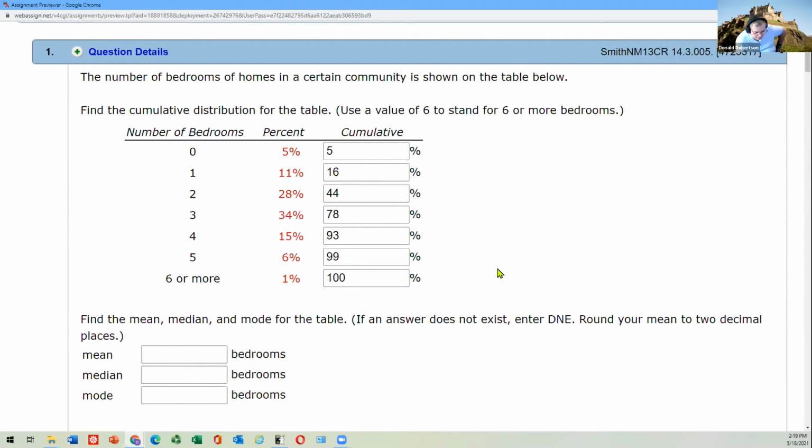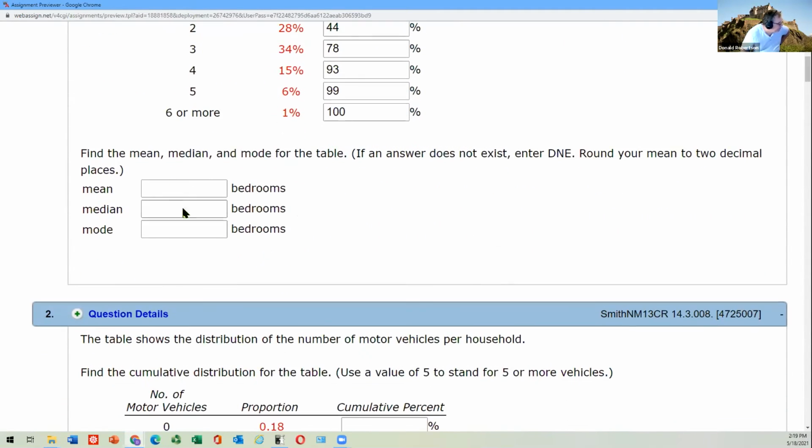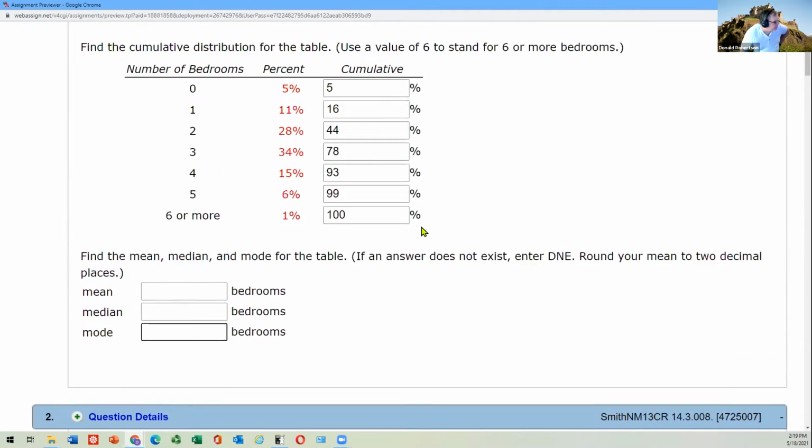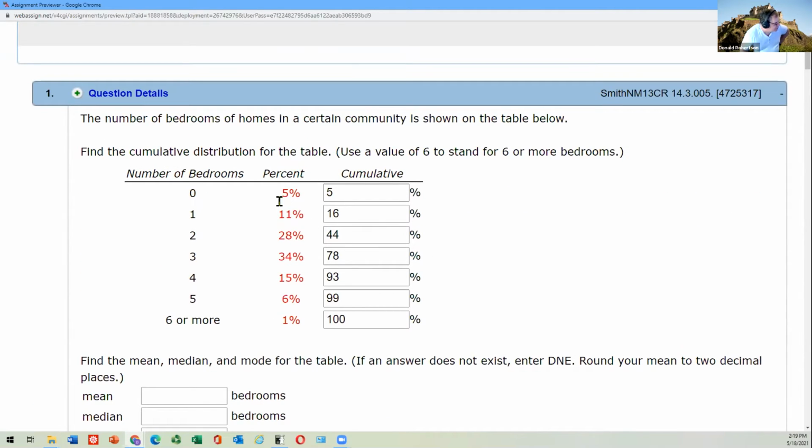Are we cool with that cumulative guy? It's a new guy, but it does what it does. Now, when it talks about mean, median, and mode, they are talking about the red numbers.